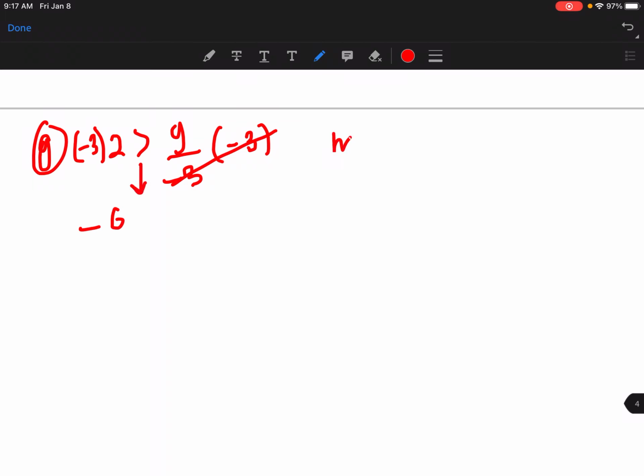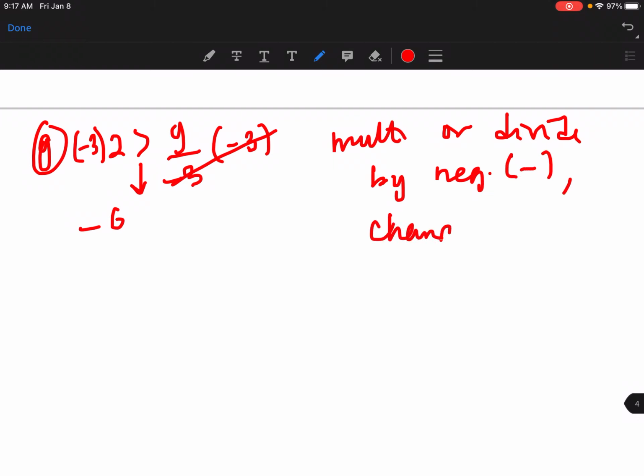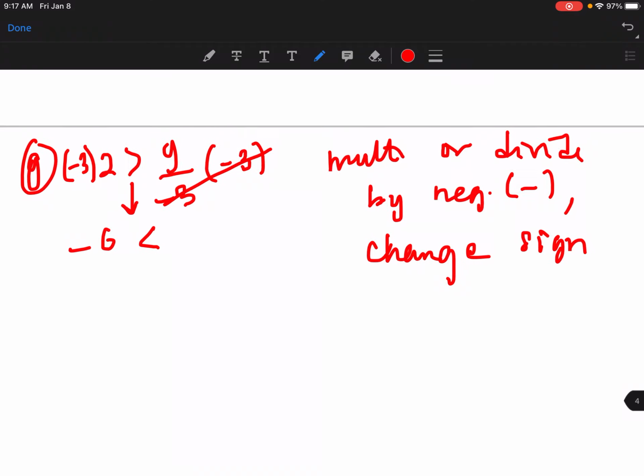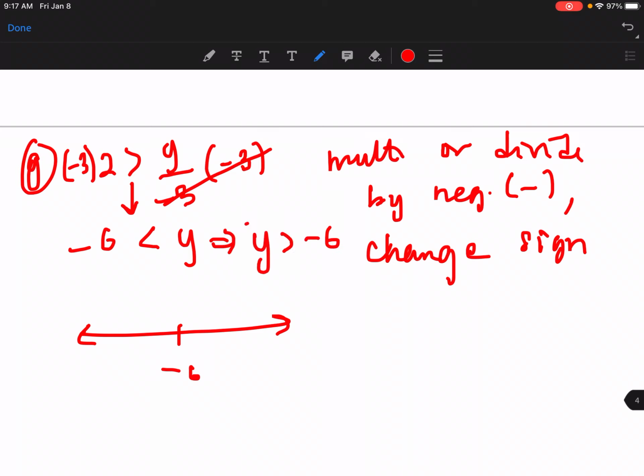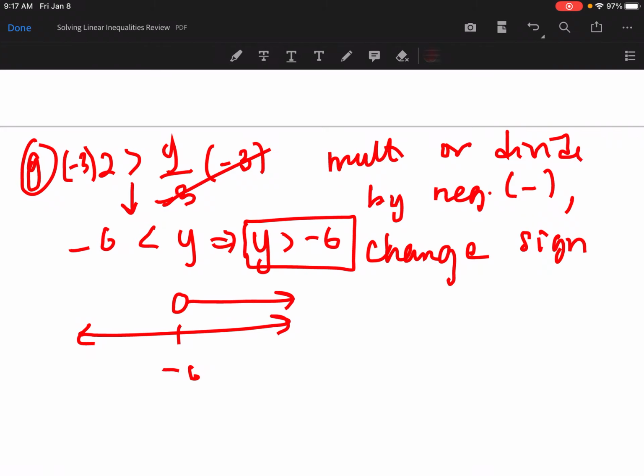Anytime I multiply or divide by a negative number, I need to change my sign. So from greater than will be less than y. Then we can draw our number line here at negative 6. Again, we can rewrite this as y is greater than negative 6. That way I have my variable on my left side, and I can see that my arrow is pointing to the right.